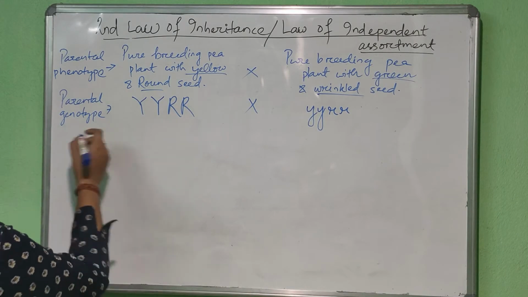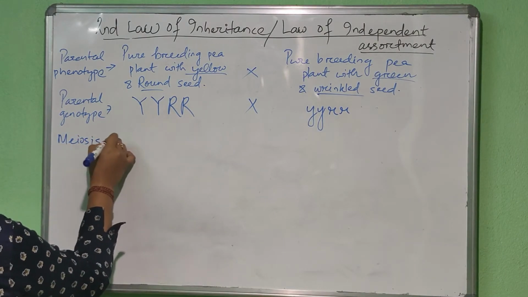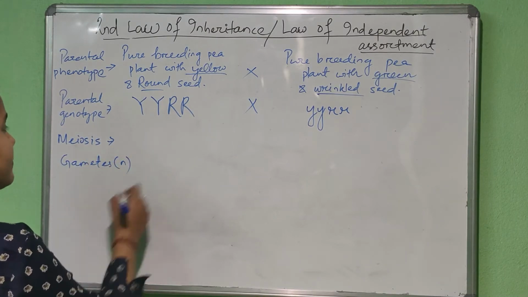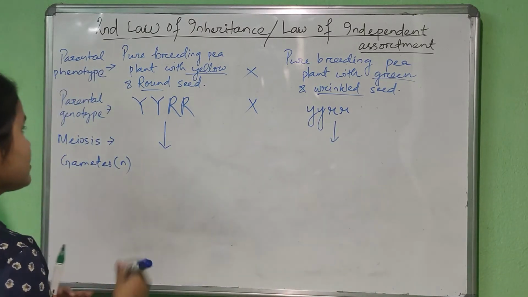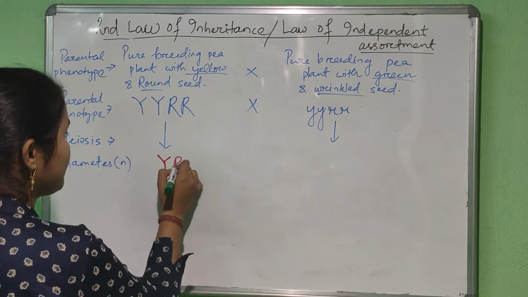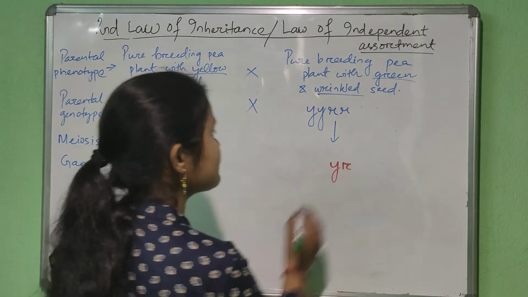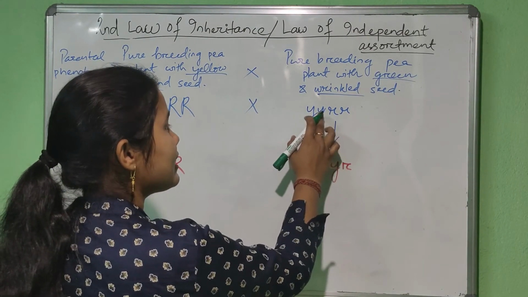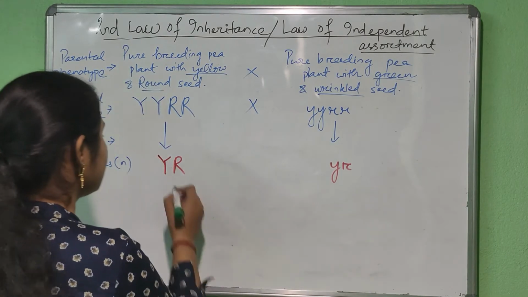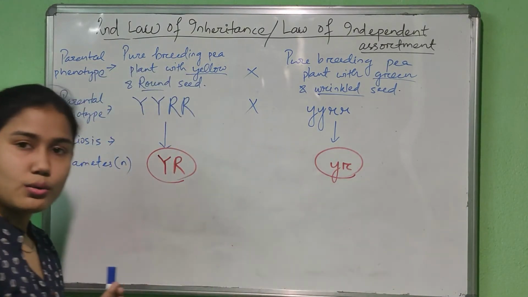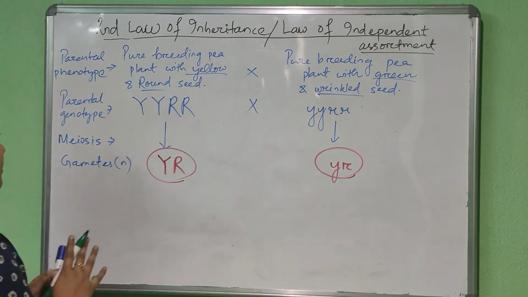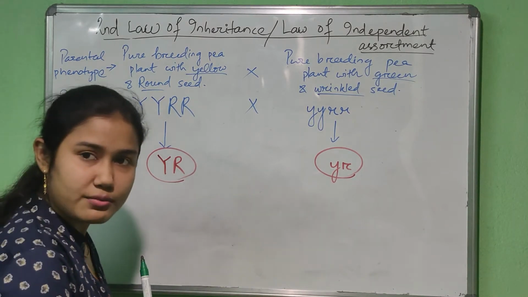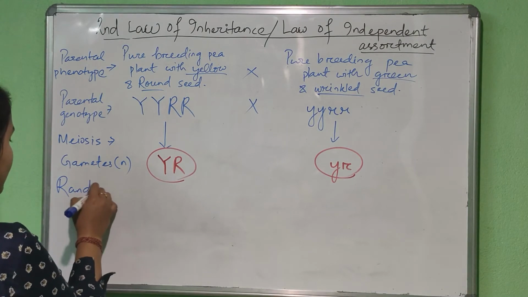Clear? Then after meiosis, we will get what? Gametes, right? So after meiosis, the gametes will be capital Y, capital R and small y, small r. We will get two types of gametes, right? Capital Y, capital R, capital Y, capital R. Small y, small r, small y, small r. So I am writing here only one of each type. Clear? Now, then what will we do? Then there will be random fusion of gametes, right? So, random fertilization.